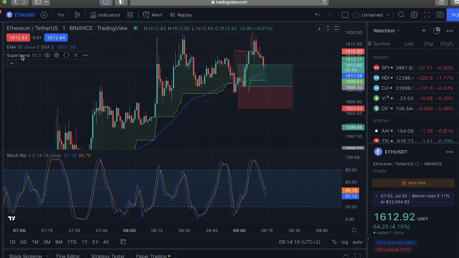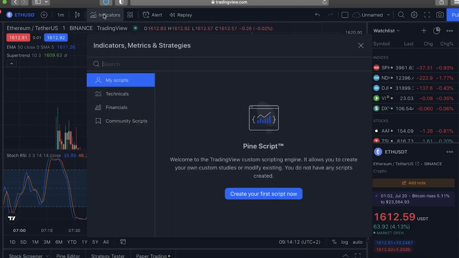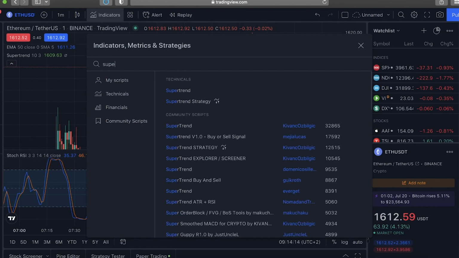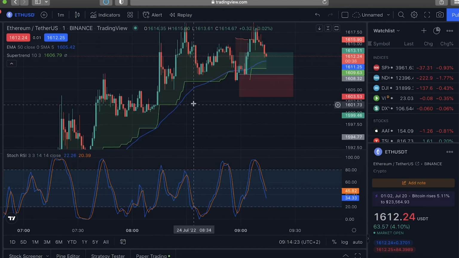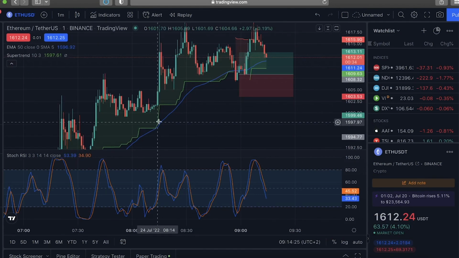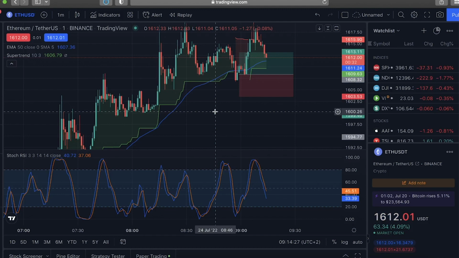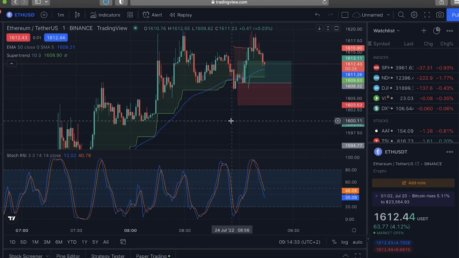The second indicator is called Supertrend. Go to indicators, type in Supertrend, and just add that indicator and leave it at default settings. What Supertrend does is it basically helps you visualize the trend as it's happening in real time. And this comes in handy especially if you're a beginner, because as I said, it easily helps you spot trends and actually spot when trend direction changes.